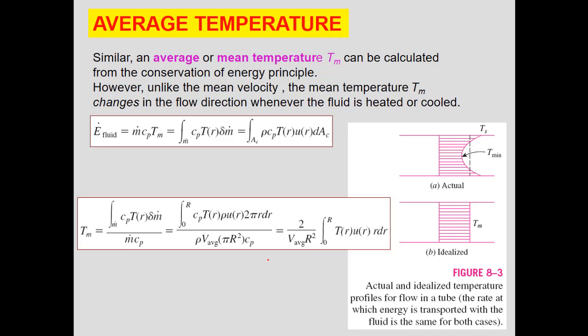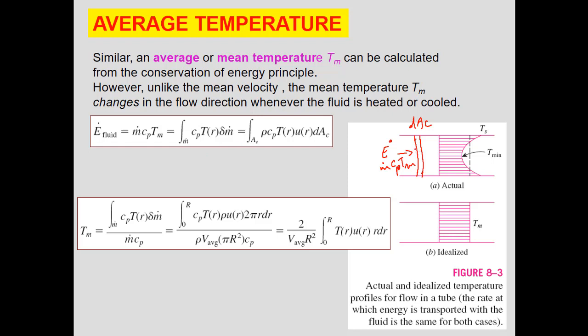For average temperature, we should use the rule of conservation of energy. It says that the energy in the whole system or control volume will be constant. We can write the energy to the system is m dot CpTm, thermal energy to the control volume is m dot CpTm. With the same procedure, imagine this is again dAc, the energy to the system is m dot CpTm. Tm is average temperature.